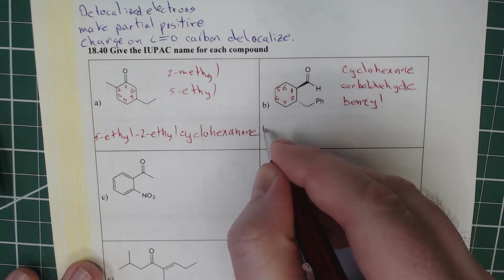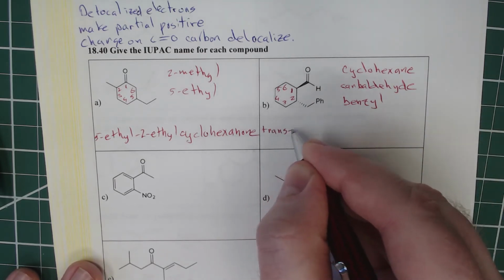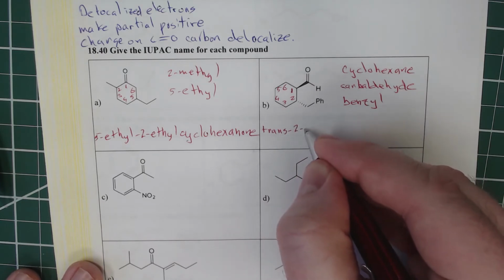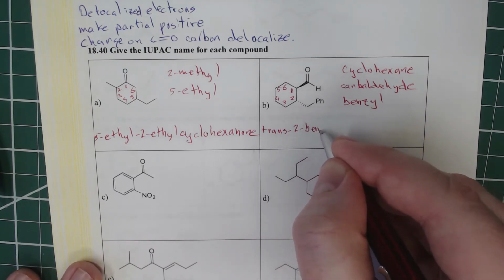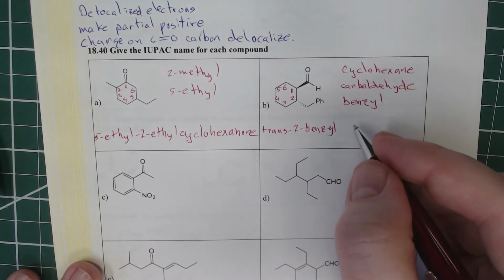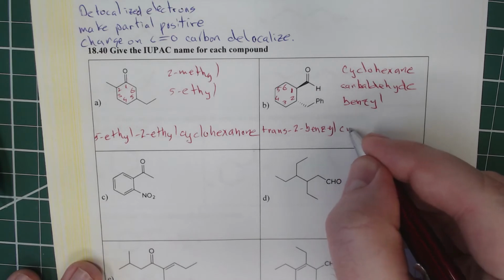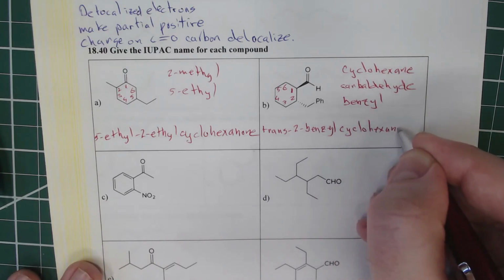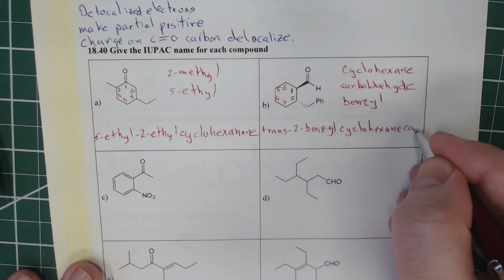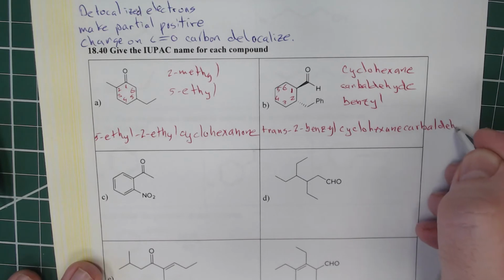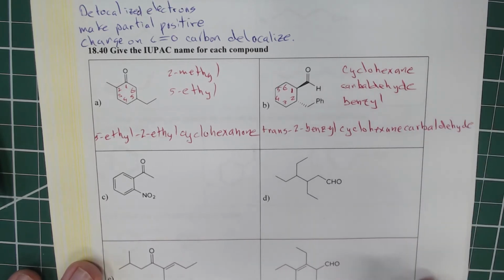And one last thing is that at that 2 position, it is trans to the carbaldehyde, so we will put trans out front. So we'll have trans-2-benzyl cyclohexane carbaldehyde. So that's a nice long name there.